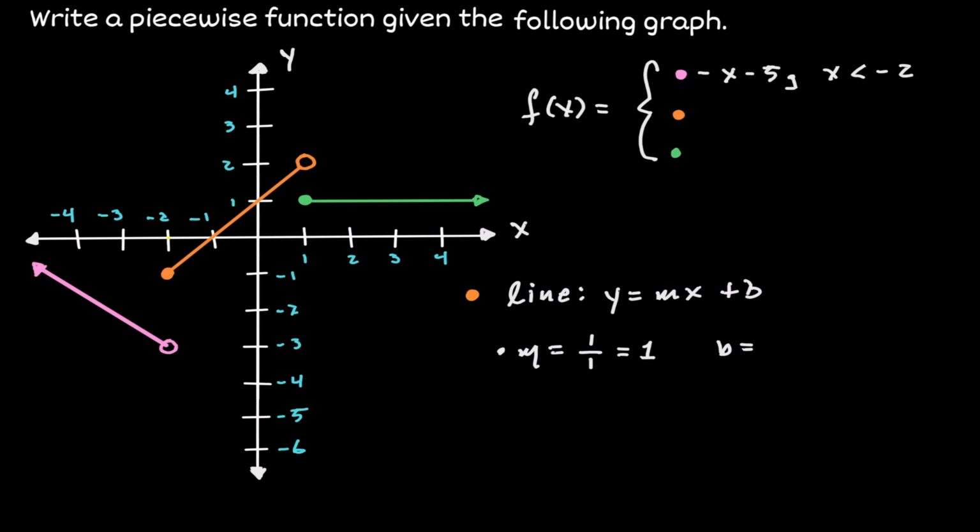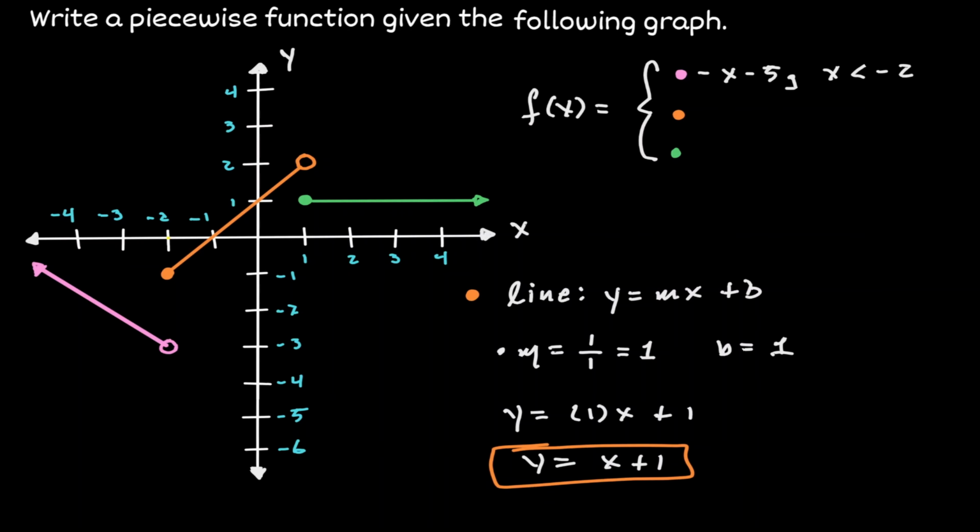But the y-intercept, we can also find it in the graph. It is of a value of 1 as well. So if we plug in the value of m being equivalent to 1 and b also equivalent to 1, then we're going to get the equation y equals 1x plus 1, which is equivalent to just x plus 1. So this is going to be our function for the second line, x plus 1.